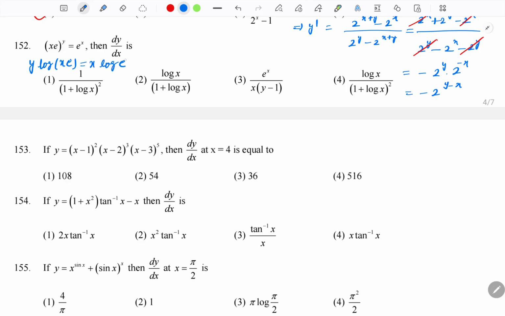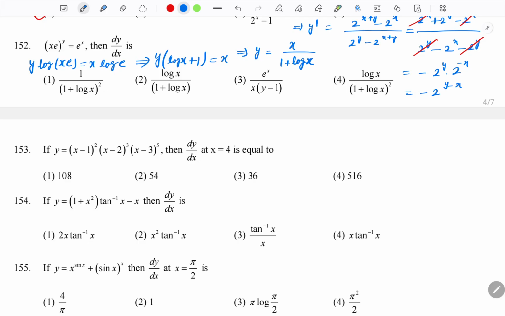Understood? If you did not understand, write a comment. Observe that log e is 1, and log of a b equals log a plus log b. Apply that property: y times log x. What is log e? It is 1, so it equals x times log e, which is 1. Here we need to find y dash, right? So from this, y equals x by 1 plus log x. From this step we can say the answer.